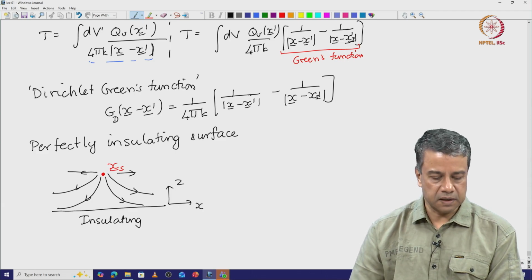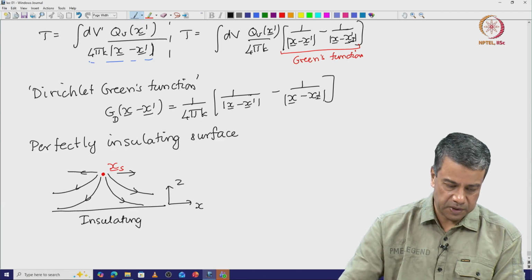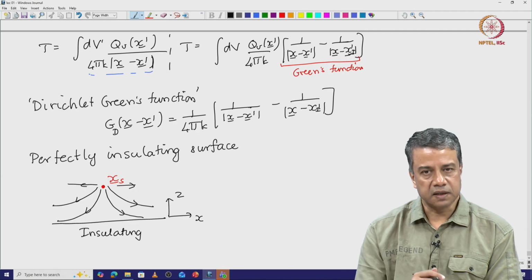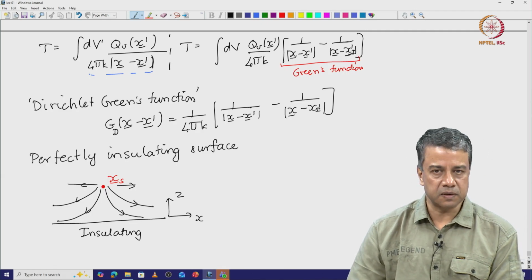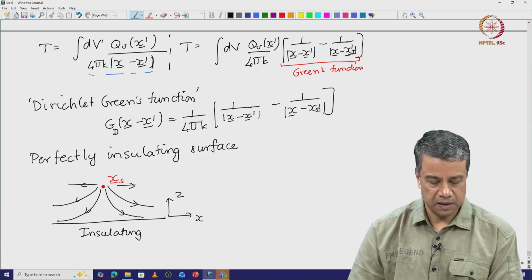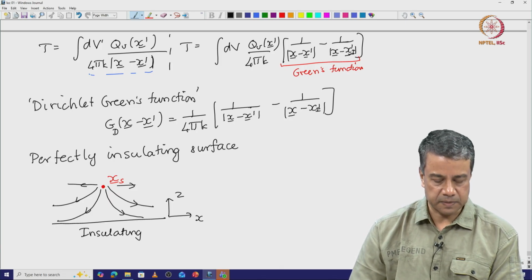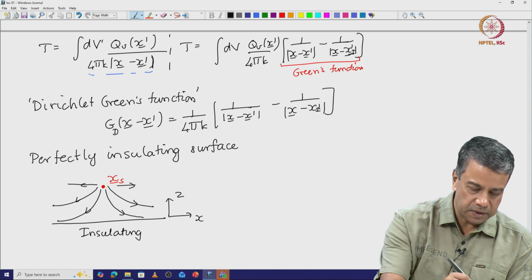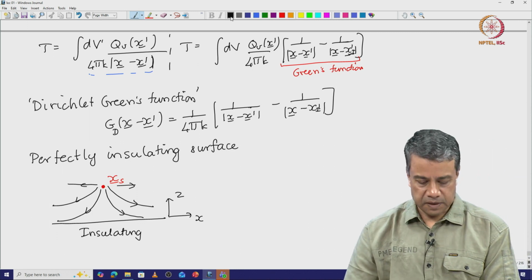And obviously, the temperature field due to a point source does not satisfy this condition, because the temperature field due to the point source is radially symmetric. It is spherically symmetric, whereas this one is not spherically symmetric. So, how do we satisfy the boundary condition?